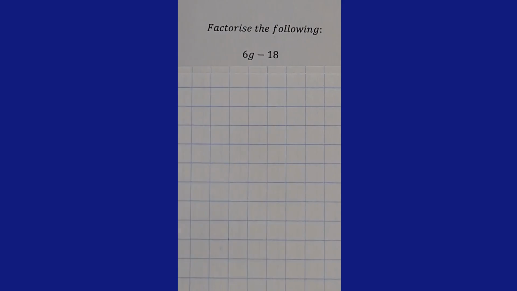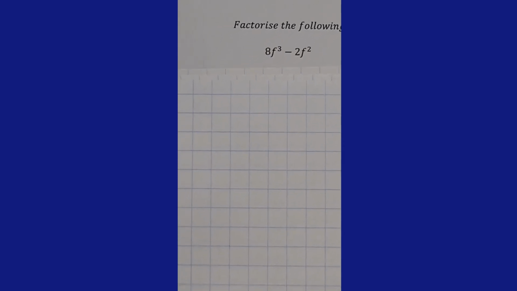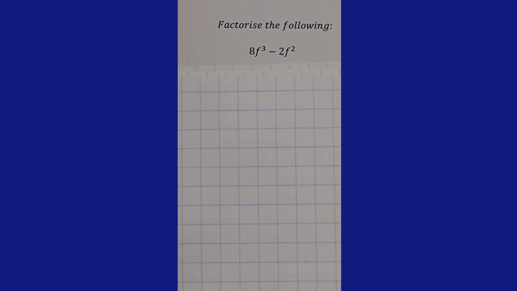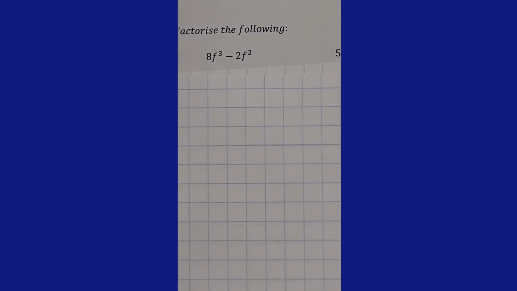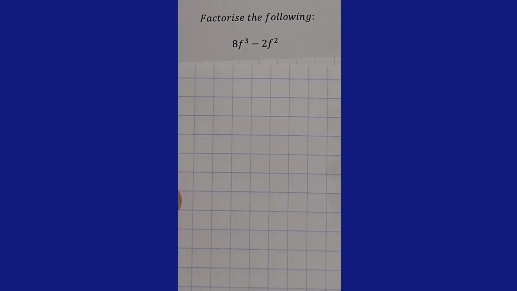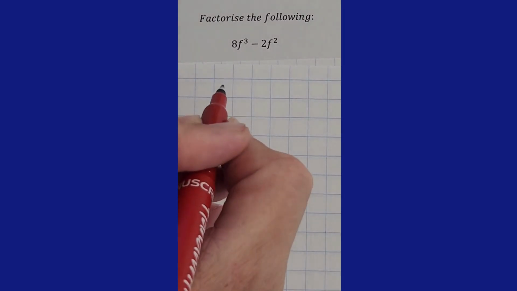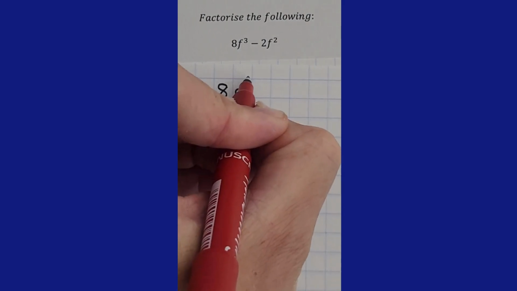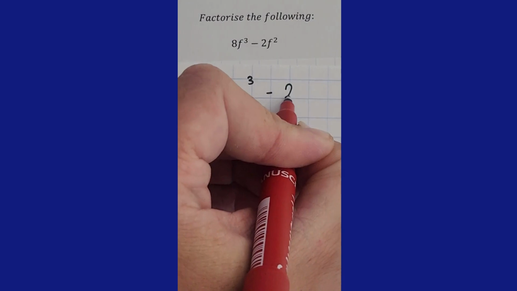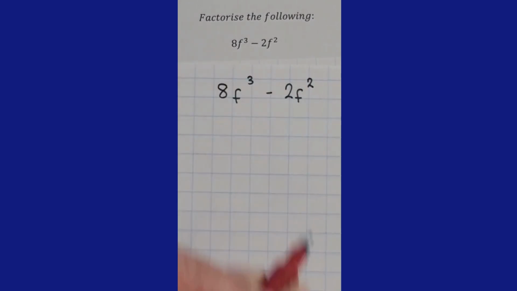That can share. So let's have a look at trying to up the ante, or make the difficulty a little bit more. Let's look at this one. It almost looks like we've got quite a bit trickier quite quickly. But if we can do the numbers, I'm fairly sure we can do it when there are other common factors as well. So I've got 8f cubed and I'm subtracting 2f squared.